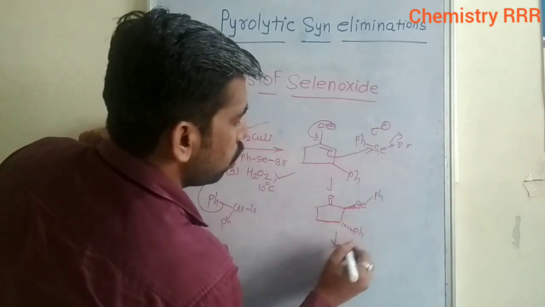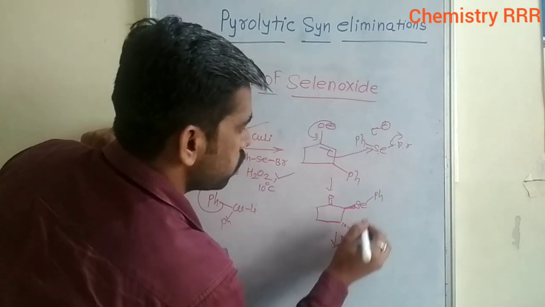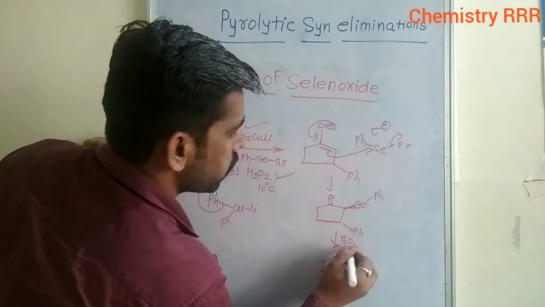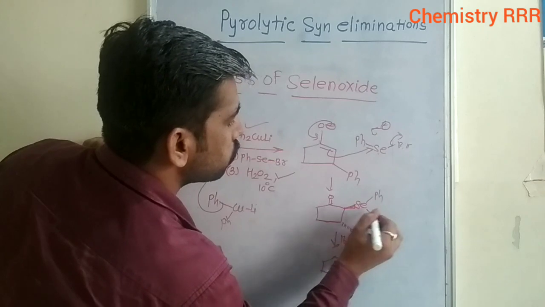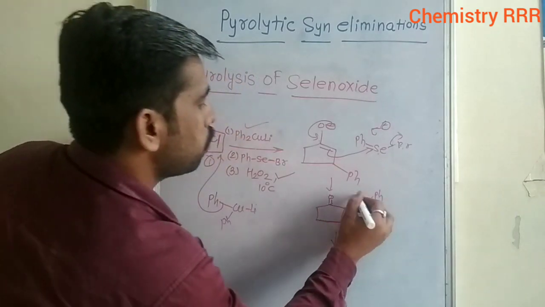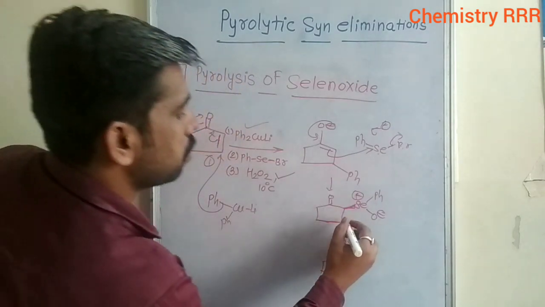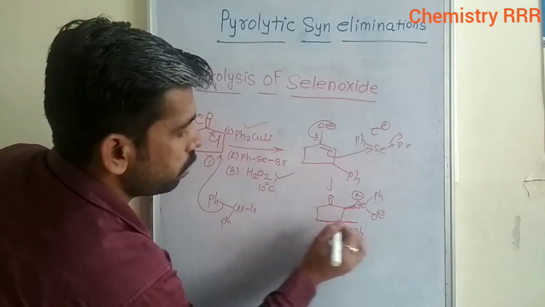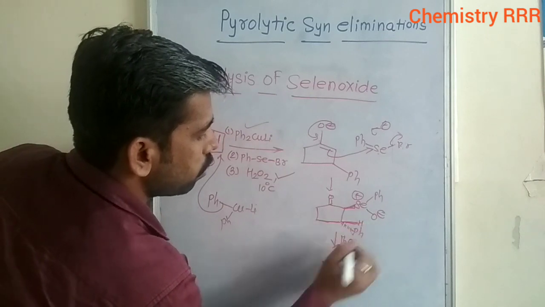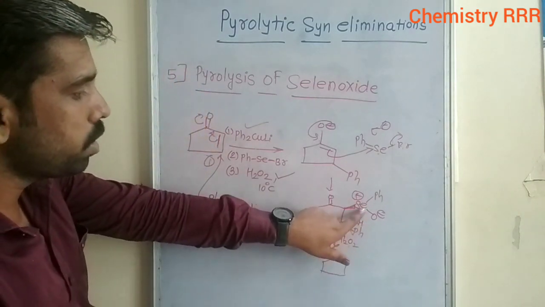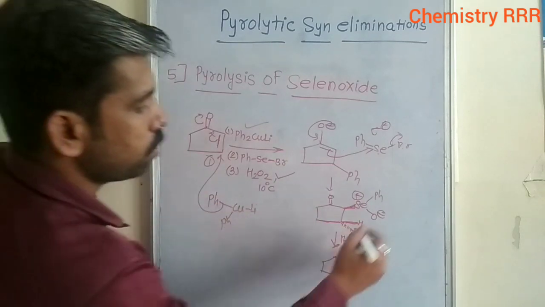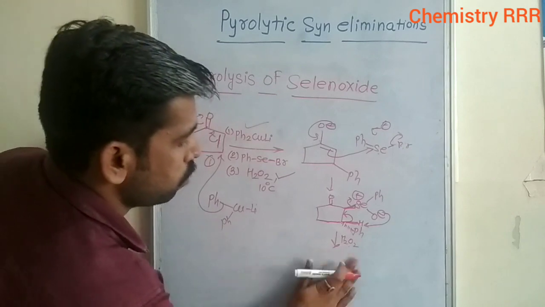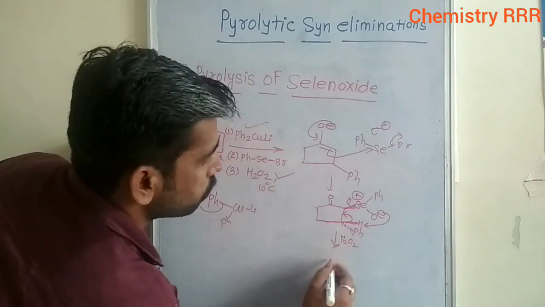Hydrogen peroxide oxidizes selenium. This hydrogen peroxide oxidizes this selenium. We get this selenoxide and this hydrogen. Okay, this group on the downside, this on the plane. So there must be one hydrogen. It is cis to this eliminating group. So there is a syn pyrolytic elimination. So we get final product.